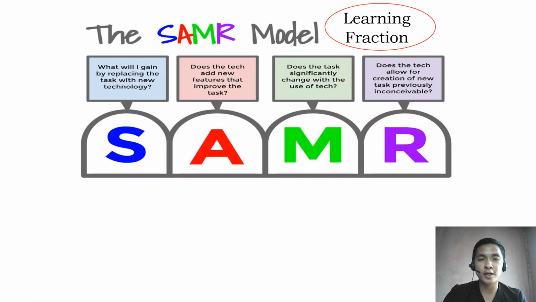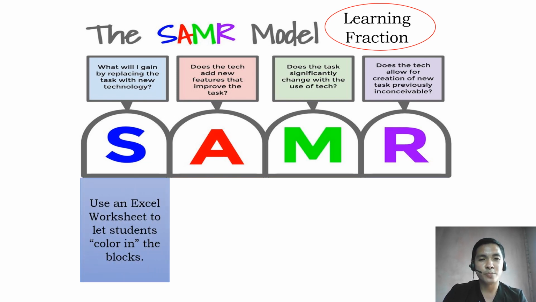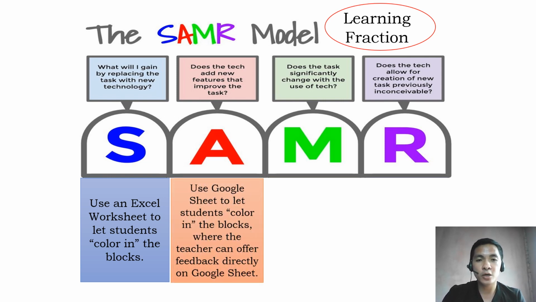For example, in a mathematics class in the elementary or even in high school, for the substitution, they use Excel worksheets to let the students color in the blocks, right? For example, one half, one fourth, the students will color in the blocks. For the augmentation, they use Google Sheets to let the students color in the blocks, where the teacher can offer feedback directly on Google Sheets. All right. The teacher will give direct comments and suggestions on the work of the students.